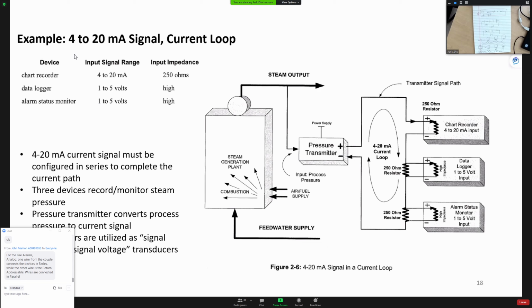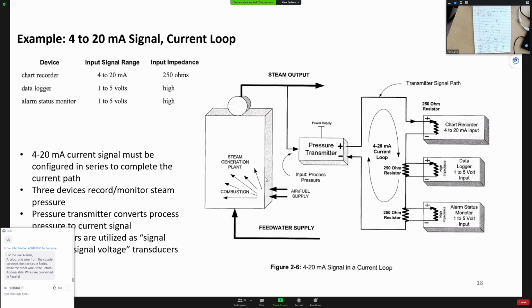So here's an example. Here's a steam generation plant. We supply the air and the fuel in there, and we're going to create heat by burning to turn this water into steam for a certain type of industrial process.